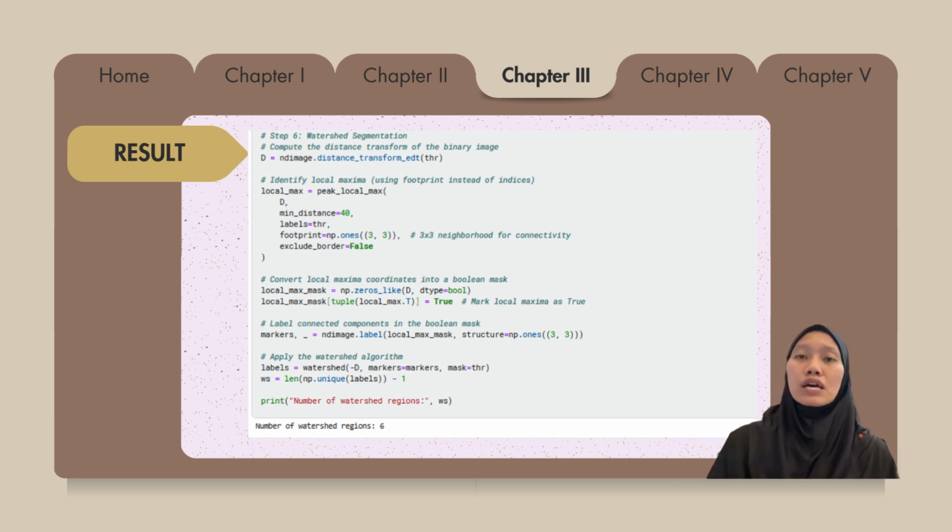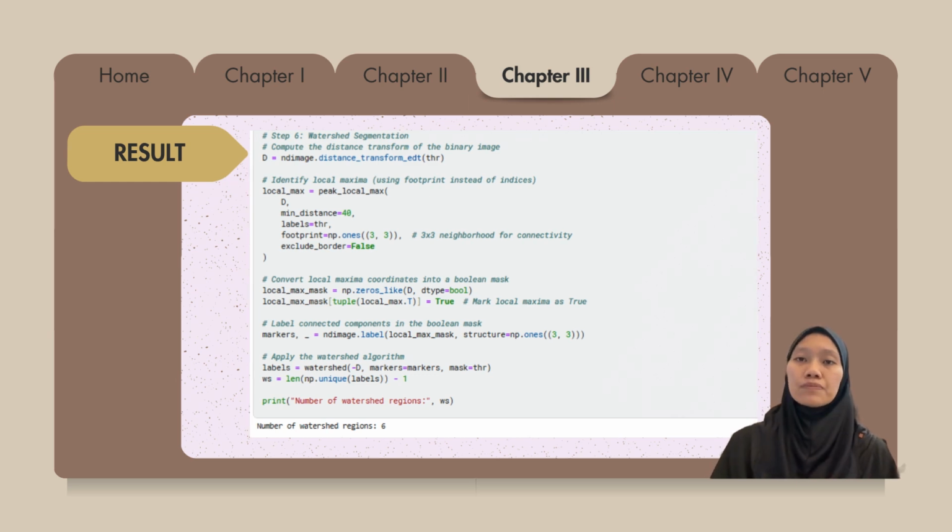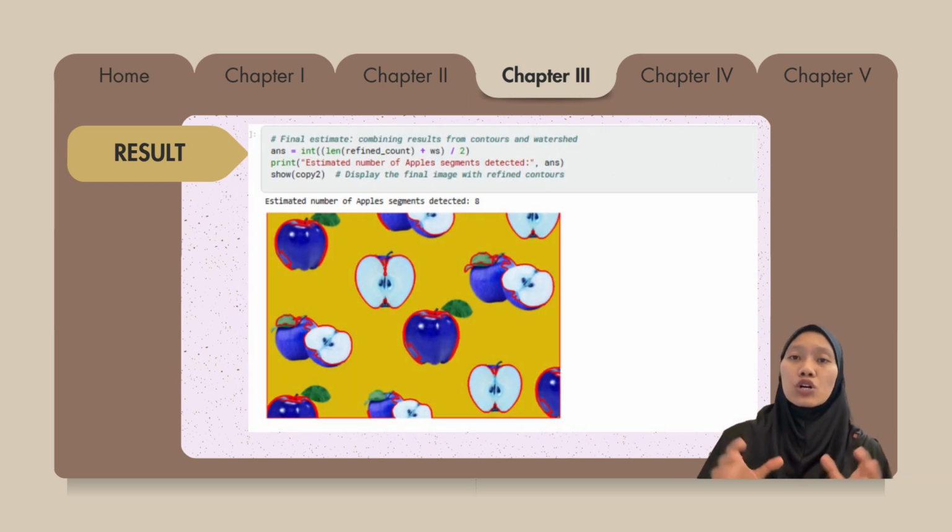Another one is applying the watershed algorithm for segmentation, where this method segments overlapping or connected objects into distinct regions. Last but not least is combining the results to estimate the total number of segmented apples. The results from the contour detection and the watershed segmentation are combined to estimate the total number of detected apples. The total number of detected apples is 8.